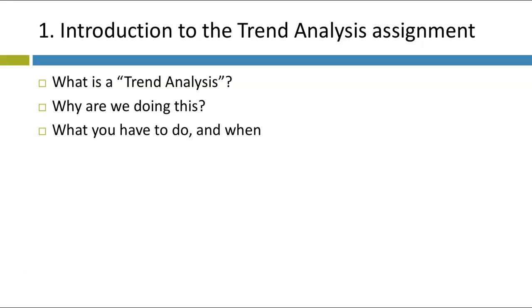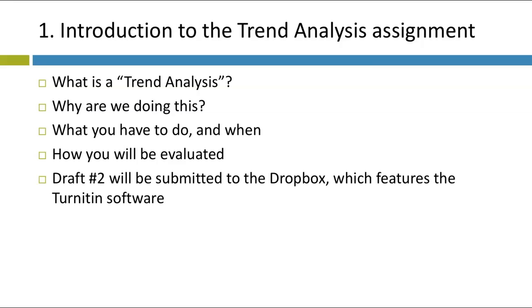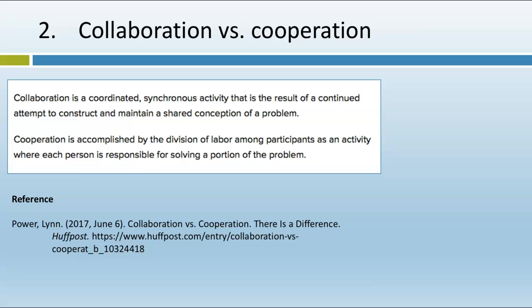There will be 2 rough drafts of the trend analysis, the first for peer review due in week 10, the second for review by your instructor and due in week 11. And just like the Discourse Community assignment, your second draft will be run through the Turnitin software, which analyzes your use of sources.